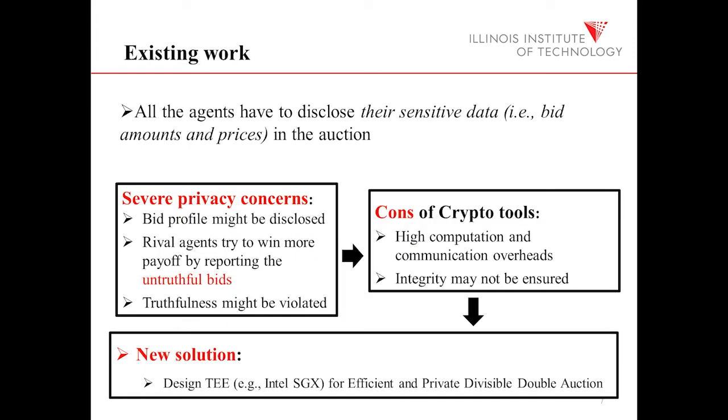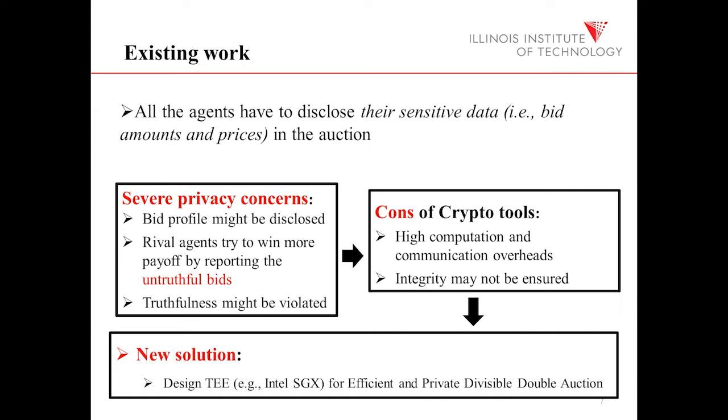However, there are some privacy concerns that may arise in double auction. For instance, if a bid profile, amounts and the price are disclosed, other agents may be able to win more payoff by reporting untruthful bids. Such violations of truthfulness would damage the market, the exchange in divisible resource rule.